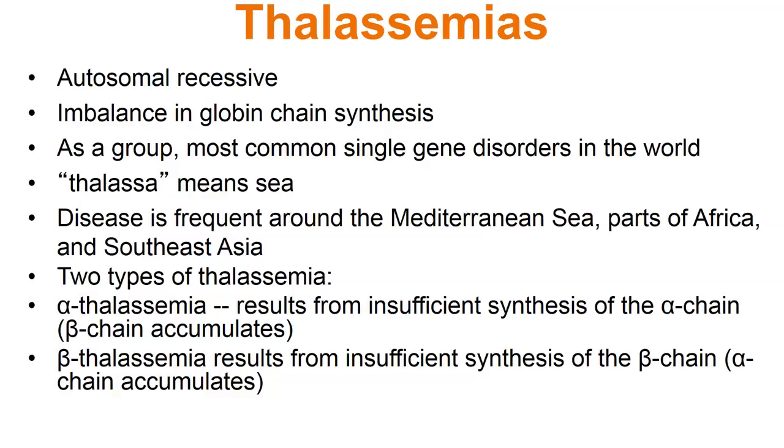And in the thalassemias, the chain that's deficient, when you have not enough hemoglobin, automatically causes an anemia, right? In this case, the excess chain also contributes to the problems. Okay, so the excess chain is going to accumulate and contribute to the symptoms of the disease, as we're going to see.